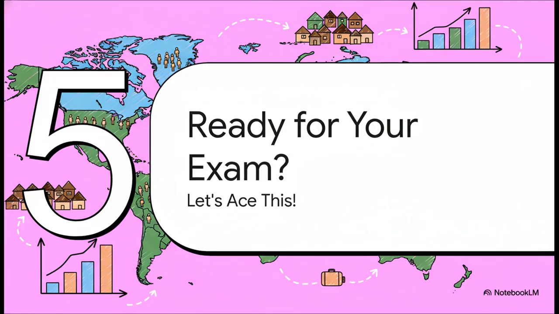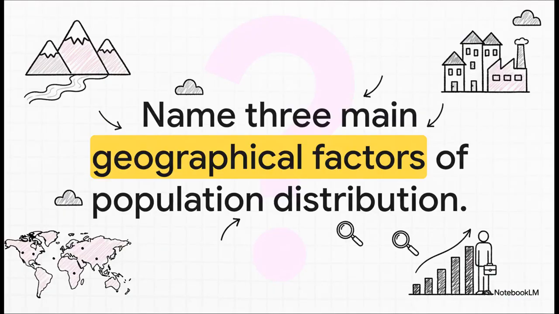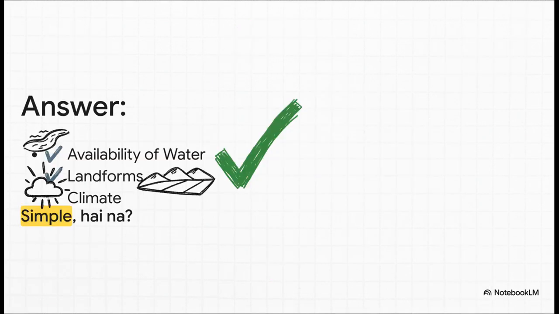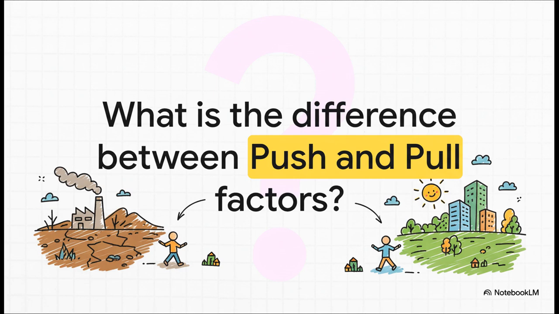Let's do it. All right, first question, on your toes. Quick, name the 3 main geographical factors, nature's invitation card, that decide where people live. Come on, you know this. And the answer is availability of water, landforms, and climate. See, I told you knew it. Simple, Hannah.